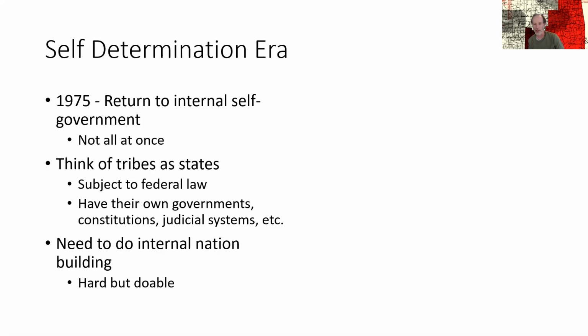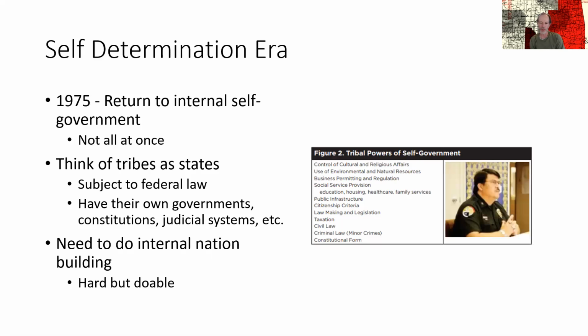But there's a lot of powers within the self-government: control of cultural and religious affairs. I don't know if you read all of these, but control over natural resources. And in Oklahoma, this could mean oil, right? And there are some pretty famous examples of this in Oklahoma. Also deciding who's a citizen, how people are taxed, civil and criminal law. These are all very important questions that tribes and governments have to grapple with.